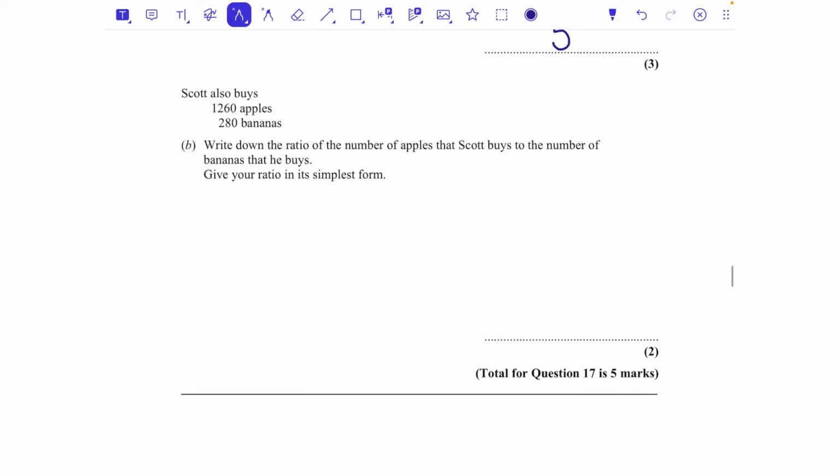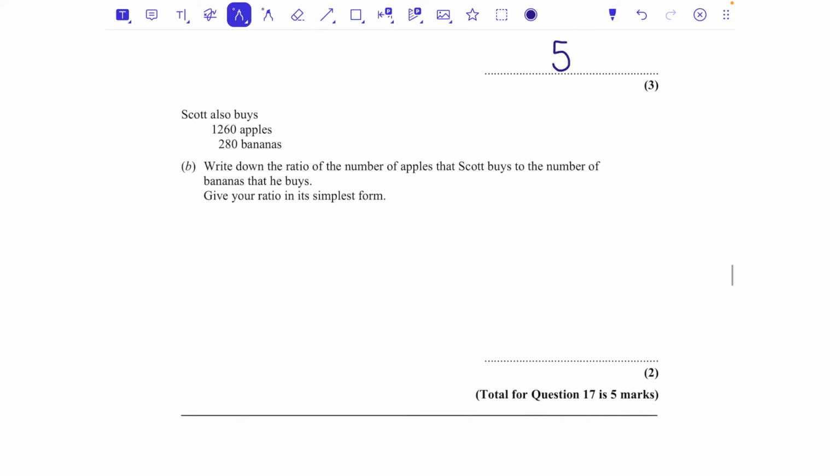Scott also buys 1,260 apples and 280 bananas. Write down the ratio of the number of apples that Scott buys to the number of bananas that he buys. Give your ratio in its simplest form. So it says apples first and then bananas. So we're going to put 1,260 to 280 like that.